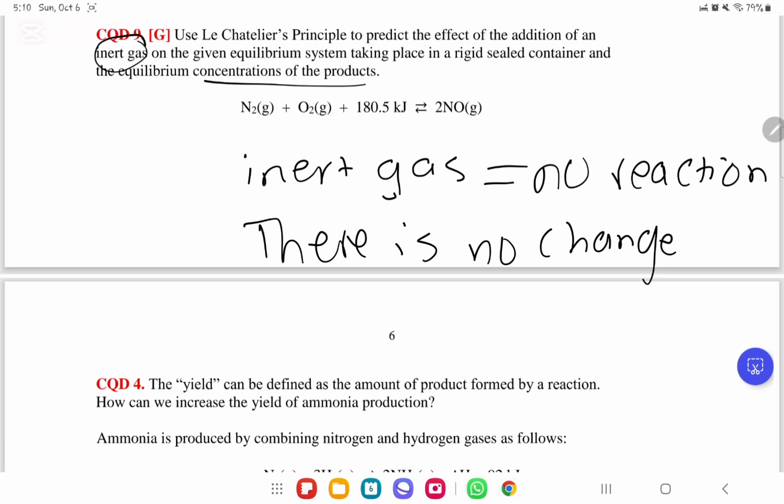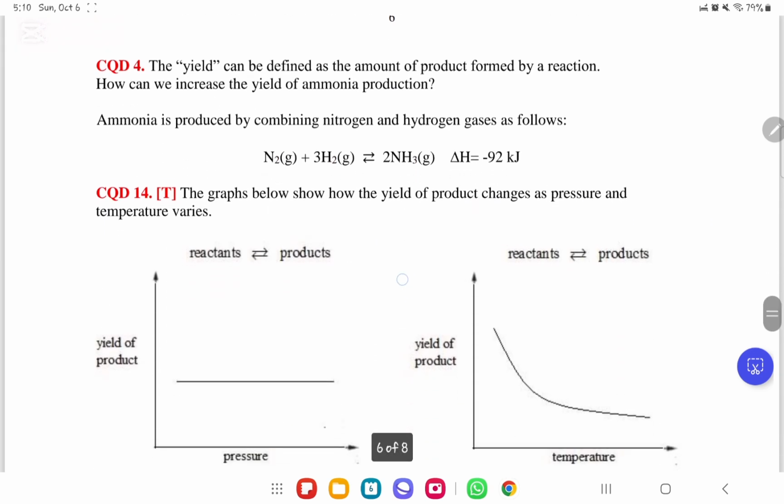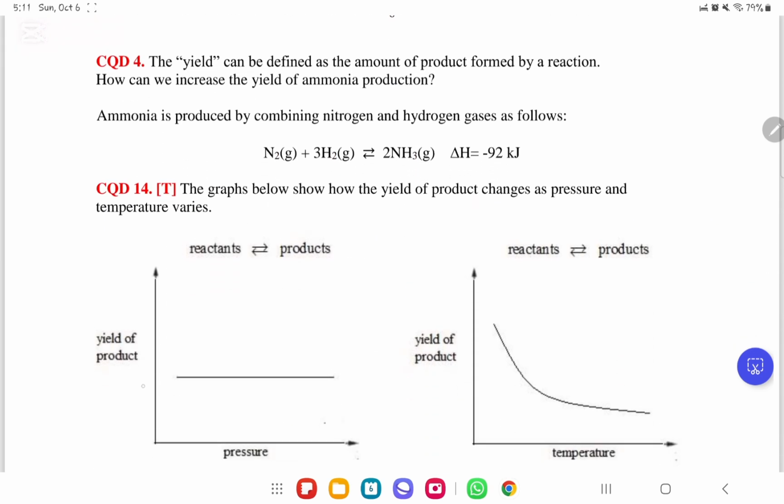They're asking for the concentrations of our products. So then the concentration of our product remains constant. Now, CQD number 4. The yield can be defined as the amount of product formed by a reaction. How can we increase the yield of ammonia production?